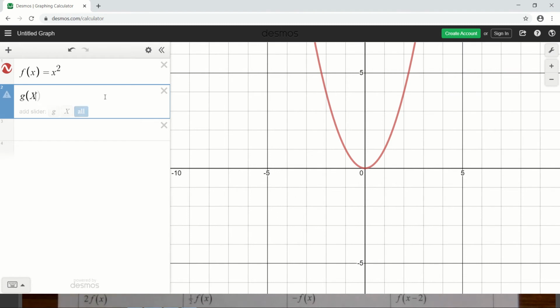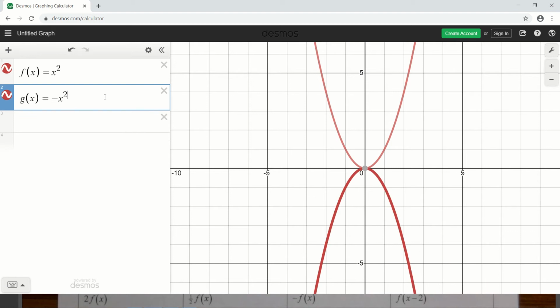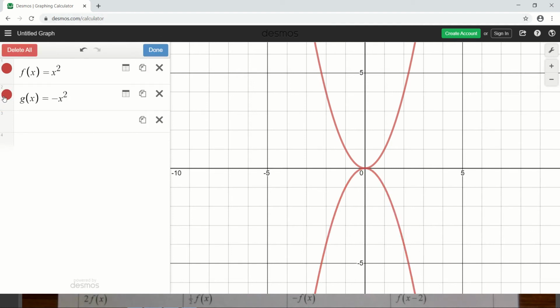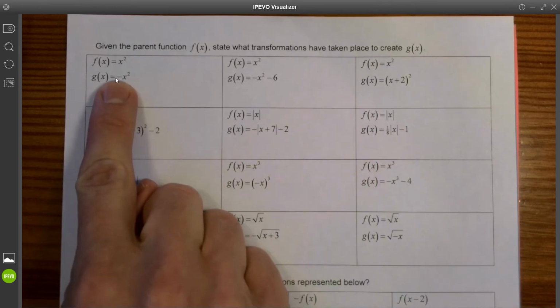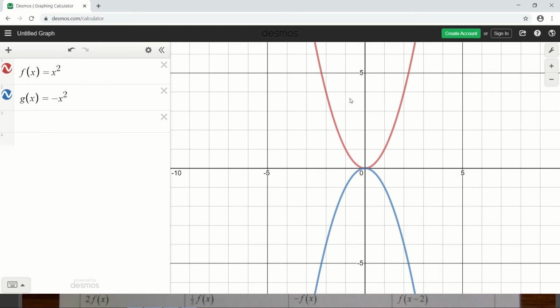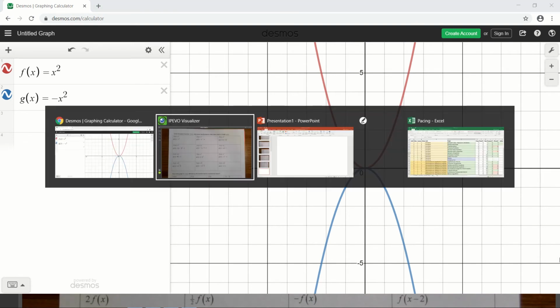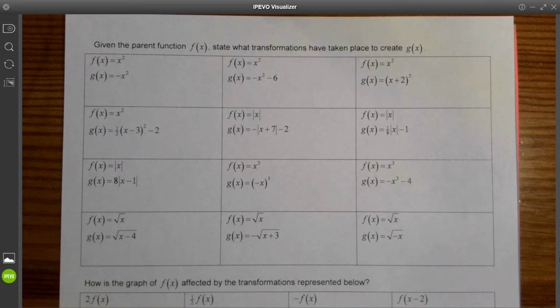So there's my original. And then g of x equals negative x squared. I want to see what happened, and that is red also. I wanted that to be blue, so now it's blue. There we go, done. So the original is red, the transformed function is blue, and I want to know what that negative did. That negative right there, where I'm pointing with the mouse, turned the red into the blue. It reflected the function over the x-axis.